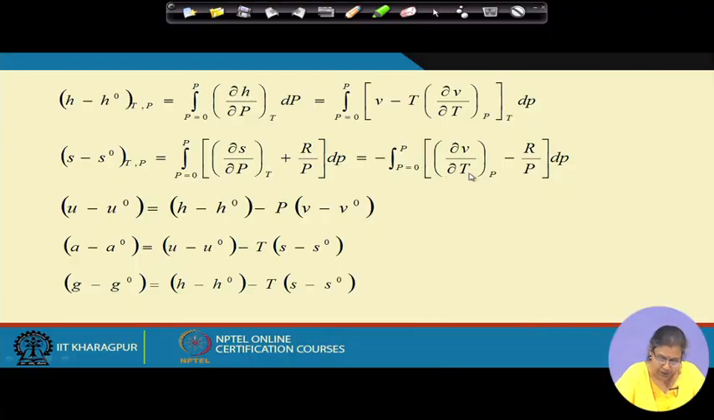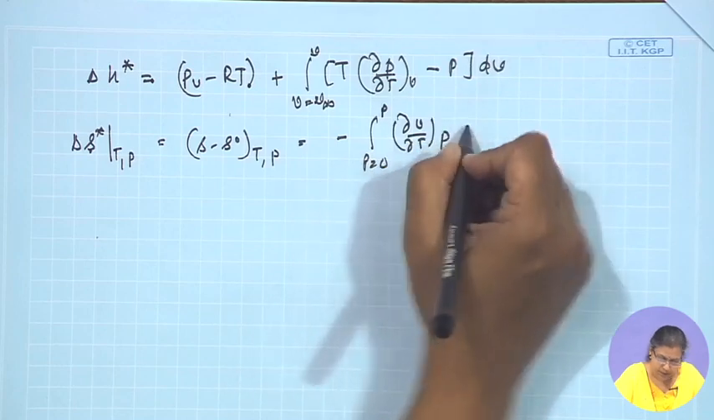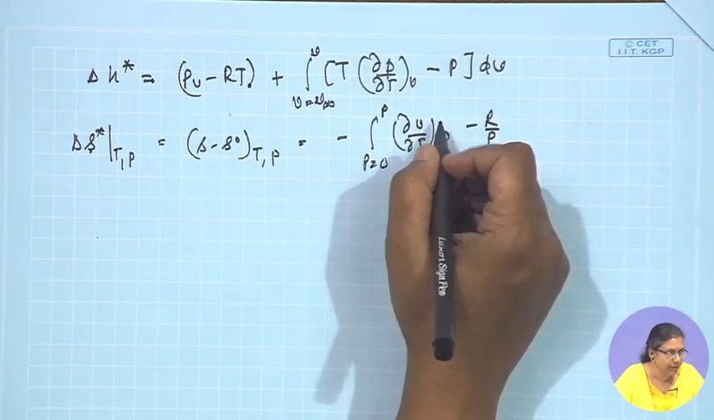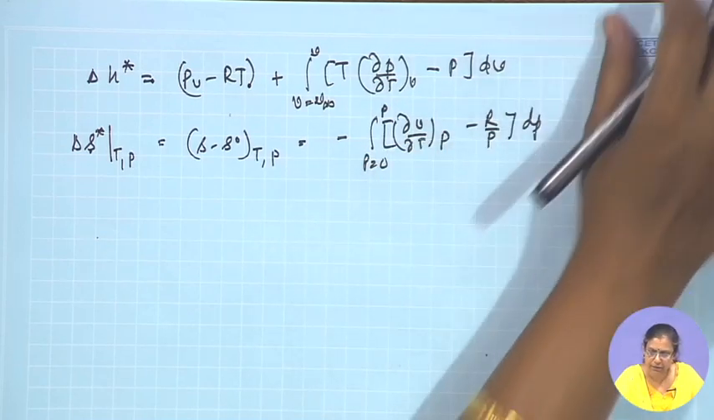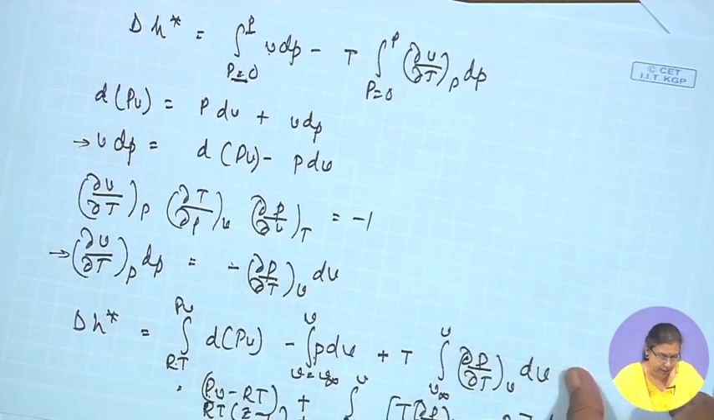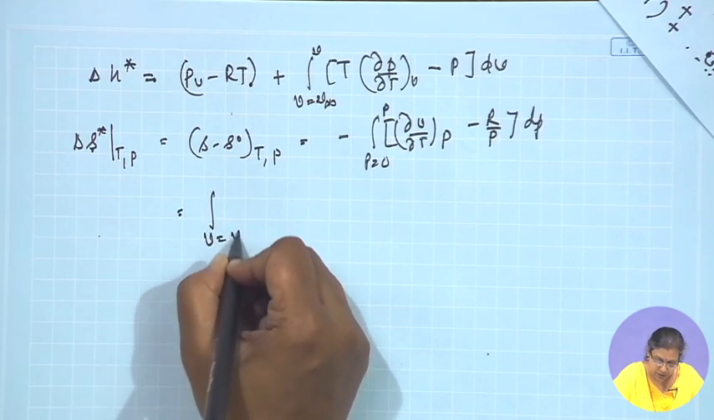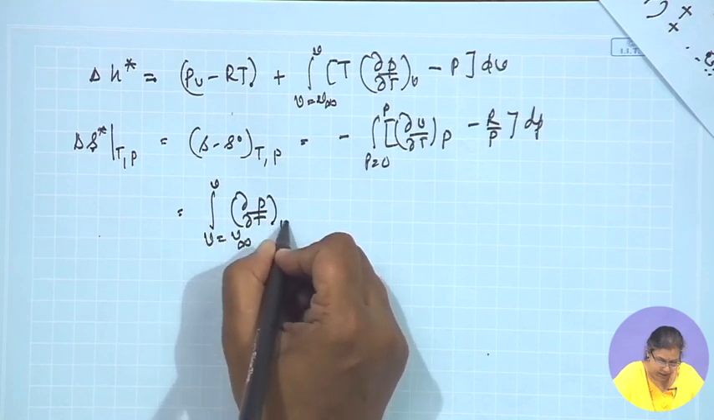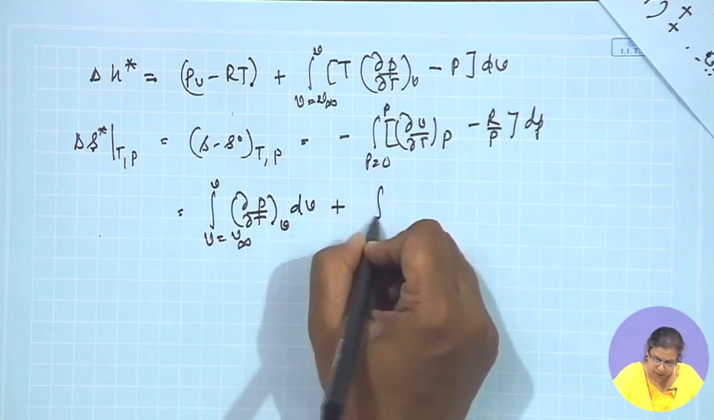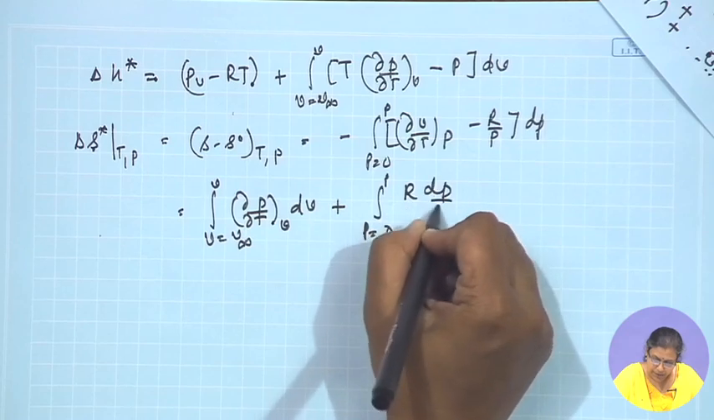Using that expression, this is minus the integral from P equals 0 to P of (del V/del T) at constant P minus R/P dP. We will replace del V/del T just as we have done with del P/del V. So what does it become? It becomes the integral from V infinity to V of (del P/del T) at constant V dV plus the integral from P equals 0 to P of R dP/P.